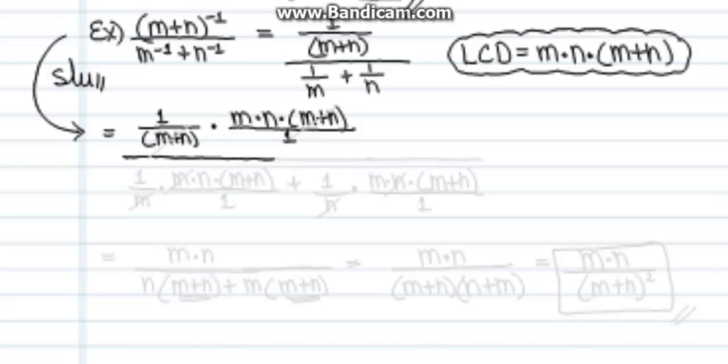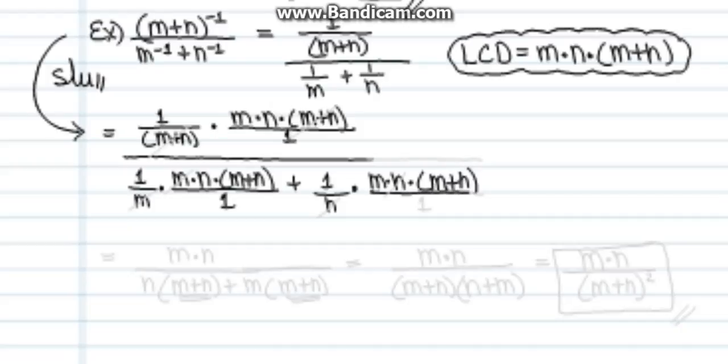Now on the bottom we have the first term 1 over m times the LCD m times n times m plus n, and that's all over 1. Then the plus sign, then this last term 1 over n times the LCD m times n times parenthesis m plus n over 1. Okay, cool. Now things are going to start canceling out because that's exactly why we did this.